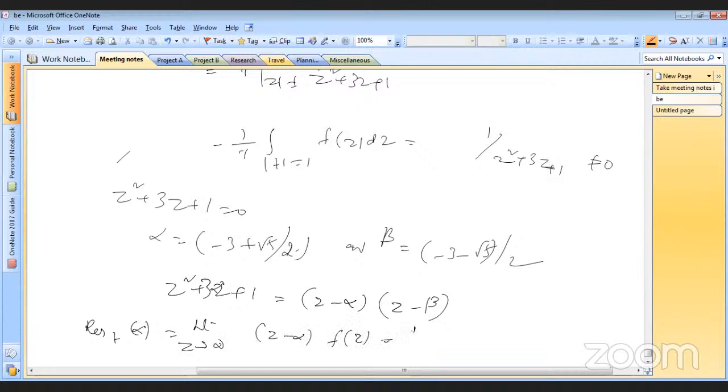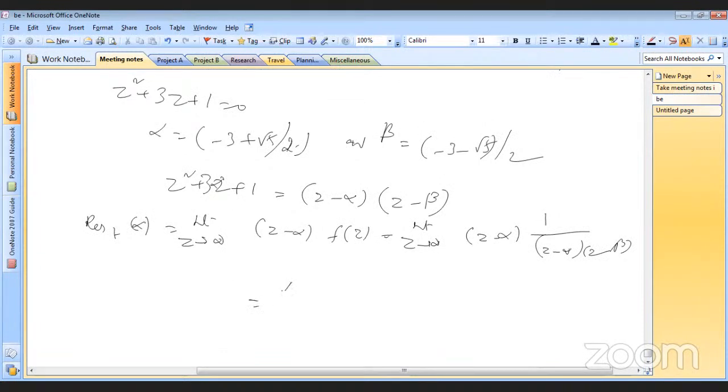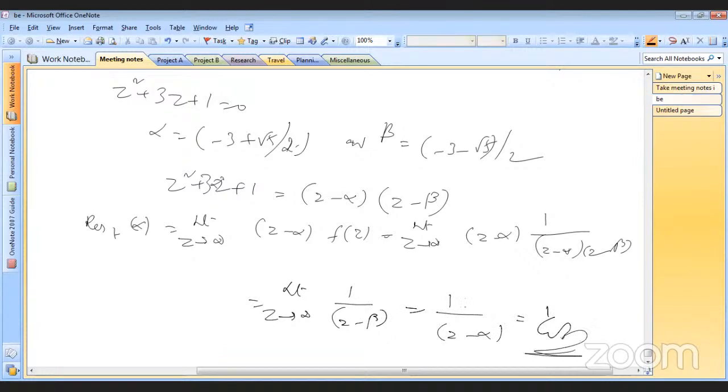Therefore the residue of f at alpha is the limit as z tends to alpha of (z minus alpha) f of z. We write it as (z minus alpha) times 1 by (z minus alpha)(z minus beta). This is the limit as z tends to alpha of 1 by (z minus beta), which is 1 by root 5. The denominator should not be equal to 0. How did we get minus 3 plus root 5 and minus 3 minus root 5? Can anyone tell me?